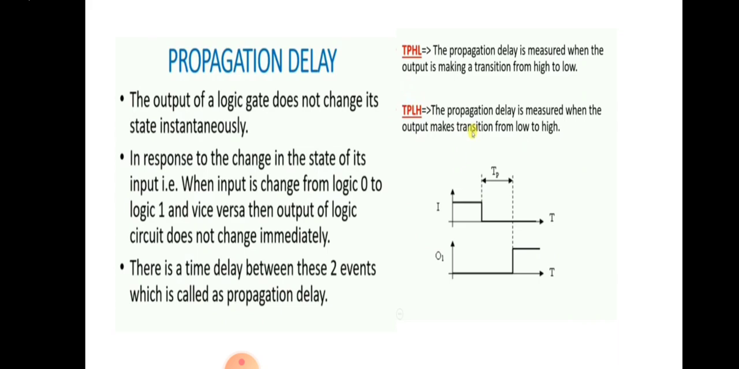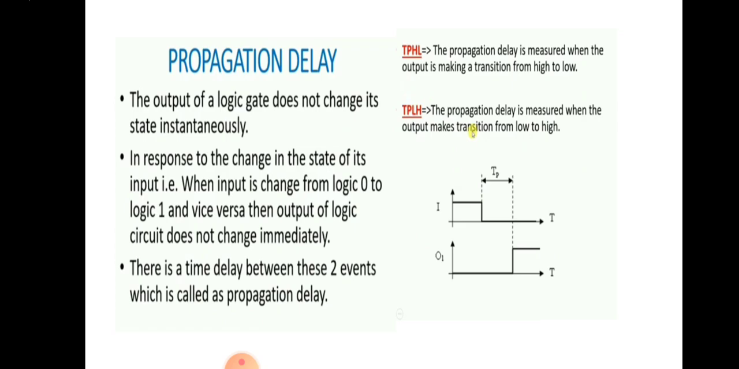The output of a logic gate does not change its state instantaneously in response to the change in the state of its input. That is, when the input is changed from 0 to logic 1 and vice versa, the output of the logic circuit does not change immediately. There is a time delay between these two events, which is called a propagation delay. So it is a very easy concept. Propagation delay is the delay caused while switching the state from one level to another level.